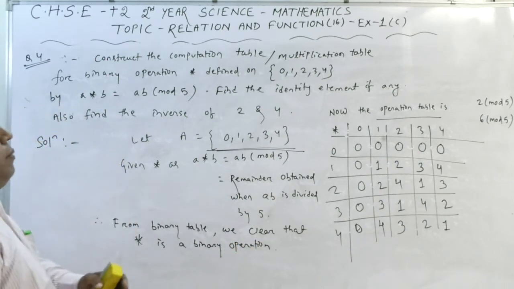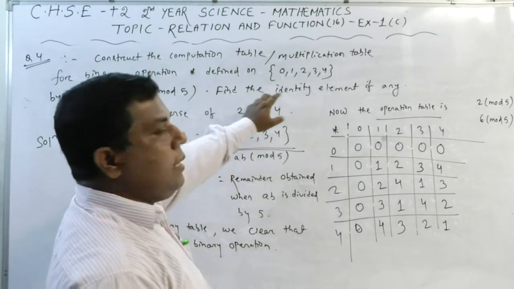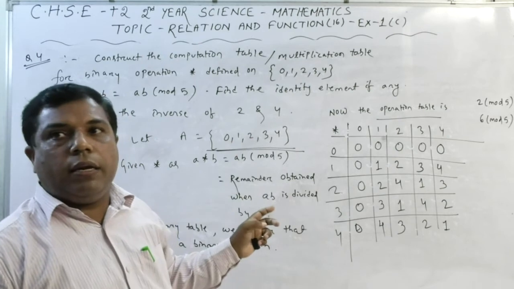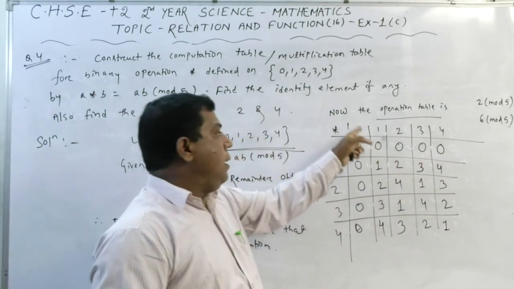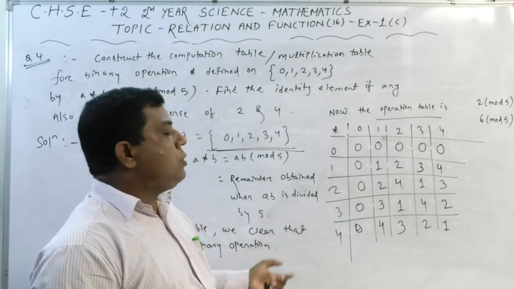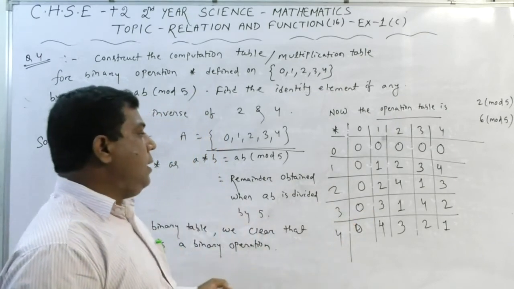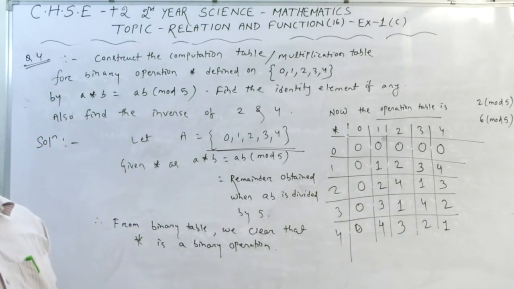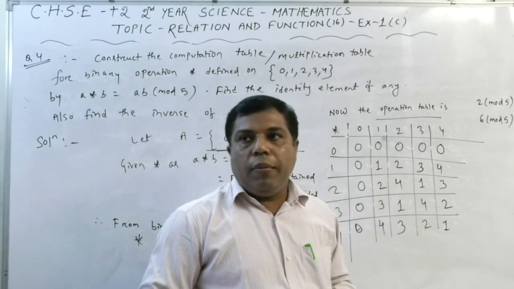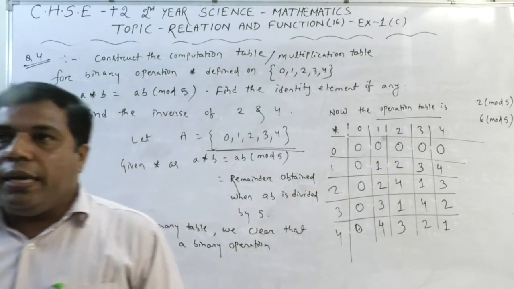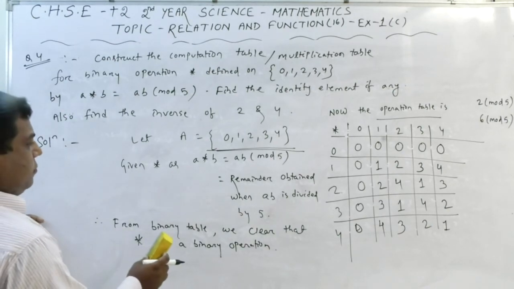So now we are clear about the binary operation, and we have to find the identity element. How to find the identity element? Look for the one which is symmetrical in a horizontal way and in a vertical way. So which one is the identity element? Yes, 0 is behaving like the identity element, because if you operate all other elements with 0, you will get the same answer. So we will get 0 as the identity element.